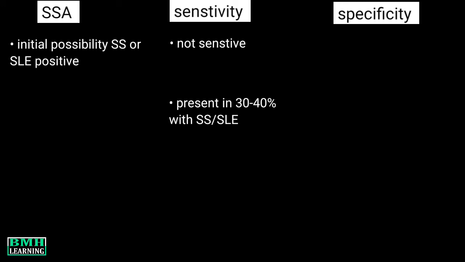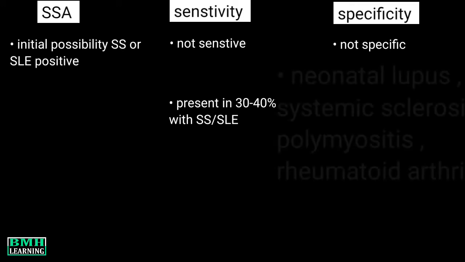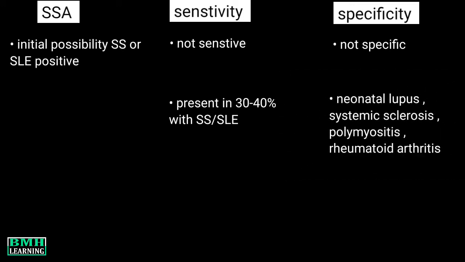Regarding specificity, you should remember it's not specific. It's because apart from Sjogren's or lupus, anti-SSA autoantibodies can also be developed in patients dealing with neonatal lupus, systemic sclerosis, polymyositis, rheumatoid arthritis. There is an important point coming.